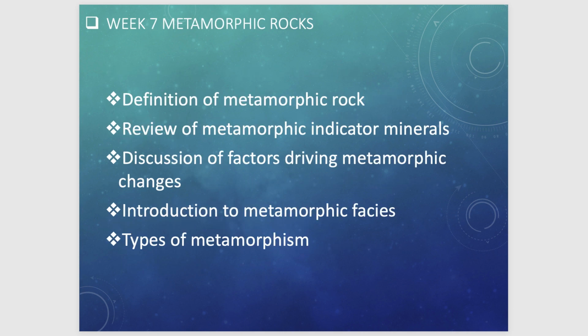Week 7 is all about the metamorphic world. We will learn that metamorphic rocks are the result of a transformation of pre-existing rock types. So igneous and sedimentary rocks can be transformed, usually by increases or decreases in pressure and temperature. We tend to convert the mineralogy of a rock into something else, and so we form a metamorphic rock.